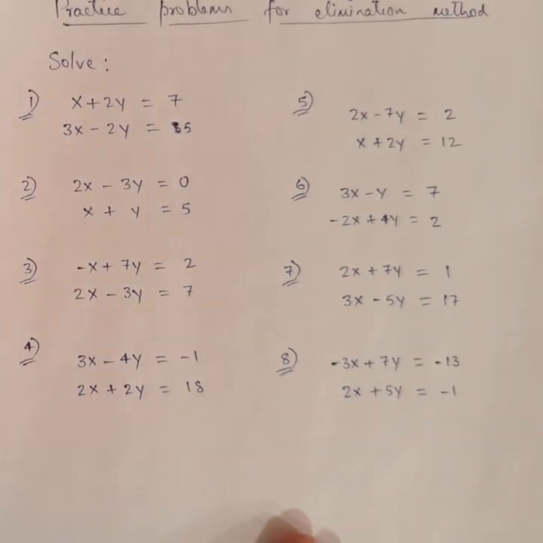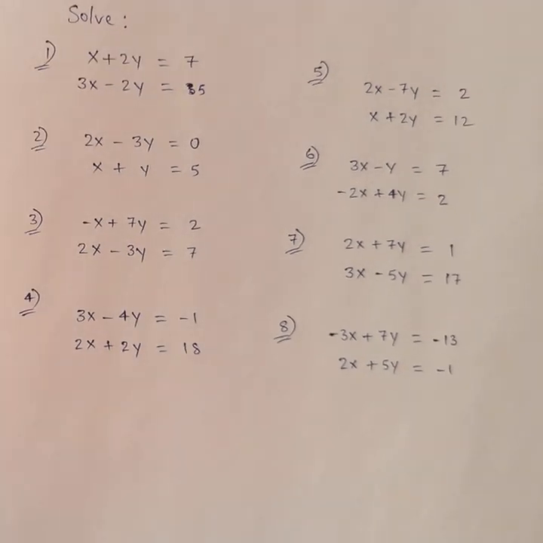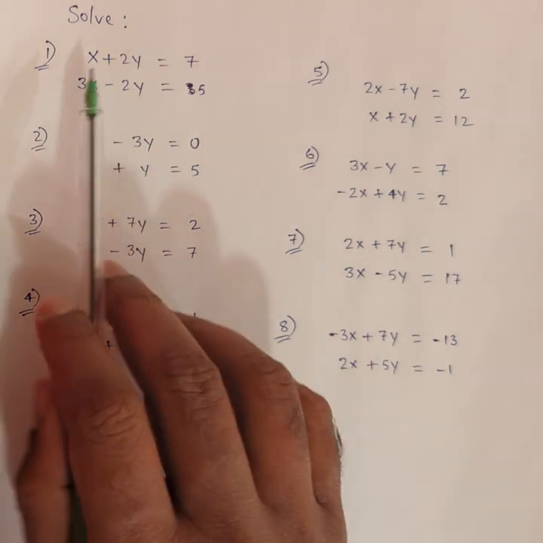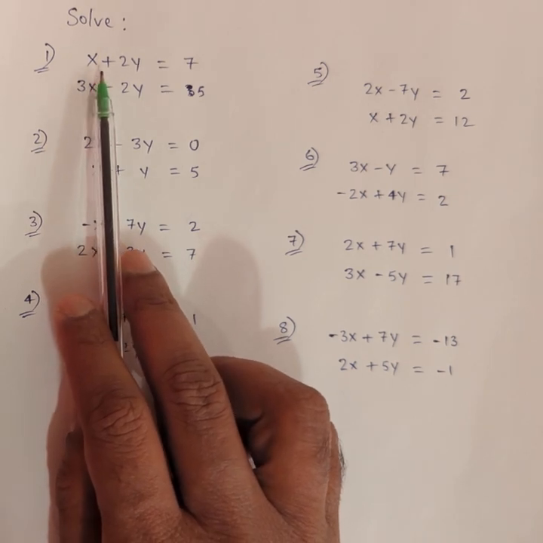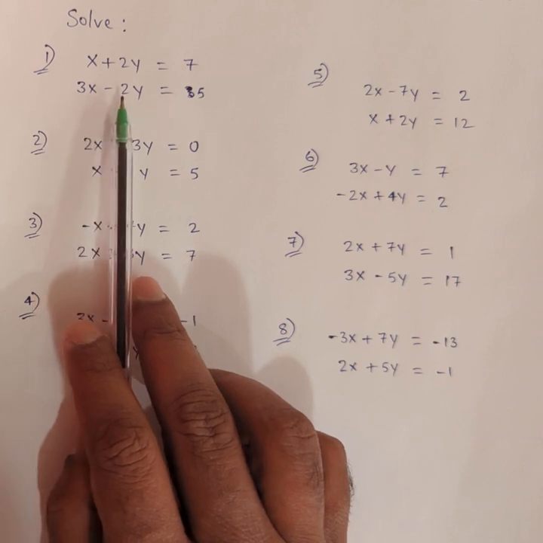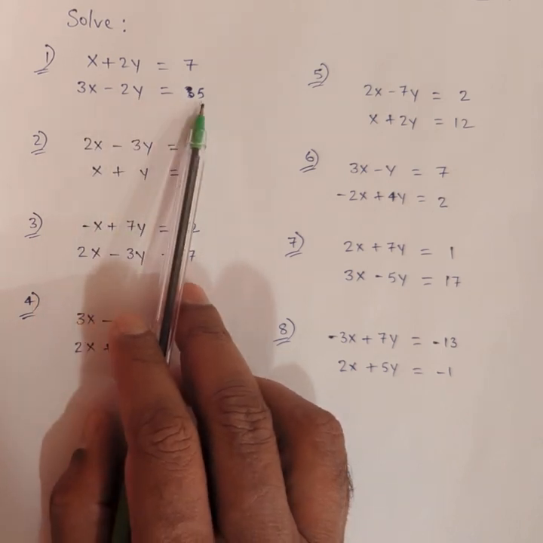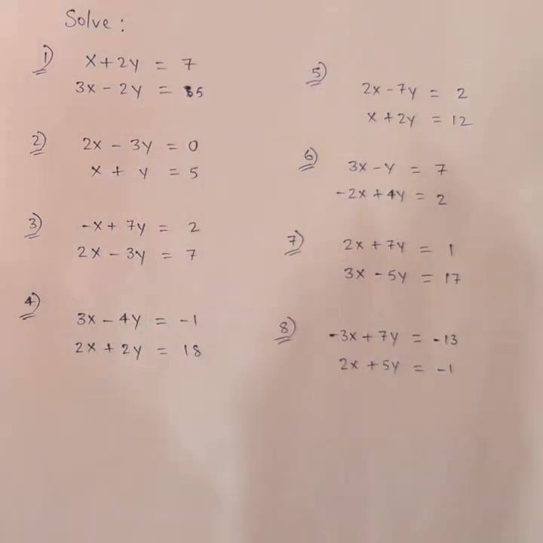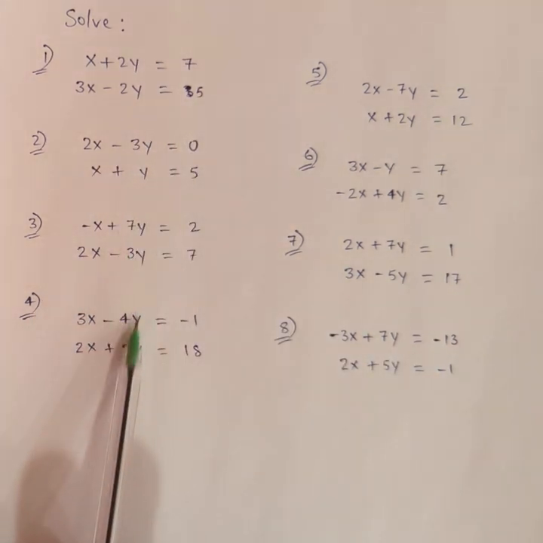But we need a lot of practice. So I have these practice problems. So do your best. The first problem says x plus 2y equals 7, and the second problem says 3x minus 2y equal to 5. Okay, and I think everything else is clear. So sometimes you may be able to directly add, and sometimes you may have to multiply one or both equations by a number.